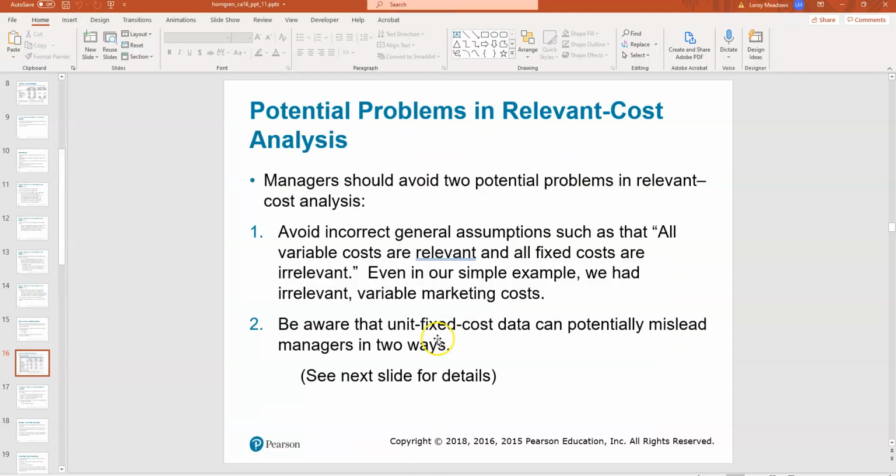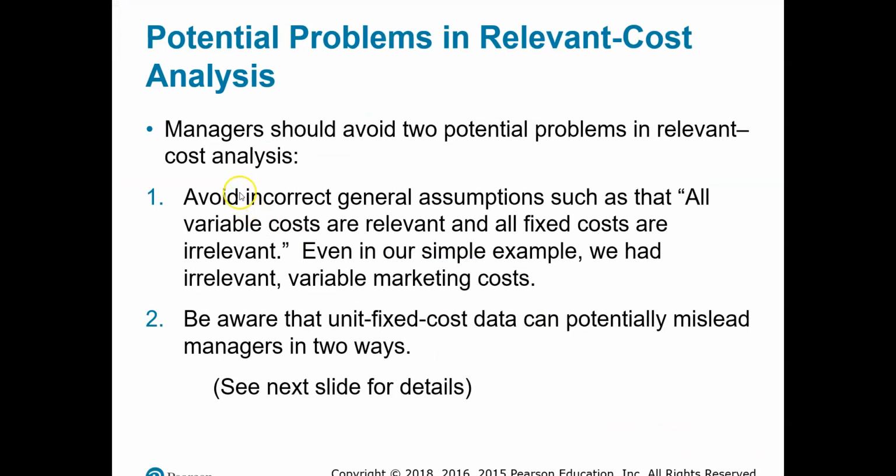So now let's go ahead. There are two things we should absolutely worry about in the decision-making process. First, incorrect general assumptions. There are two general assumptions: that all variable costs are relevant and all fixed costs are irrelevant. Now, in the situation we just looked at for surf gear, not all variable costs were relevant. Why? Because we did not incur any marketing costs that were variable. And we did not incur any additional fixed costs, so they were irrelevant in our decision-making process.